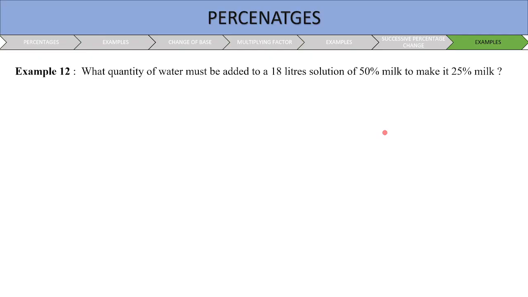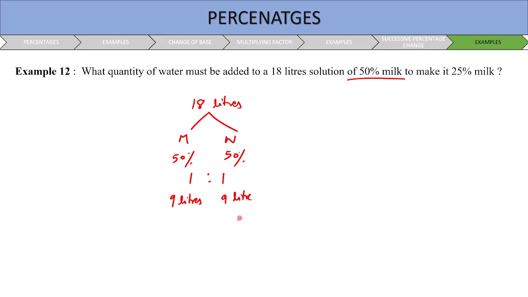Next one. What quantity of water must be added to an 18-liter solution of 50% milk to make it 25%? So there is an 18-liter solution, and in that there is milk and water, with 50% milk. Now if there is 50% milk, then the remaining is 50% water. If you bring it in terms of ratio, you will write 1 is to 1. Means there are 9 liters of milk and 9 liters of water.